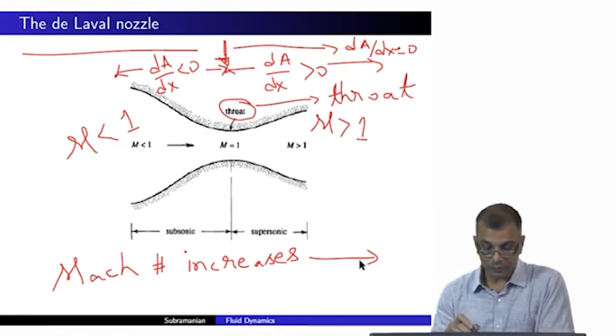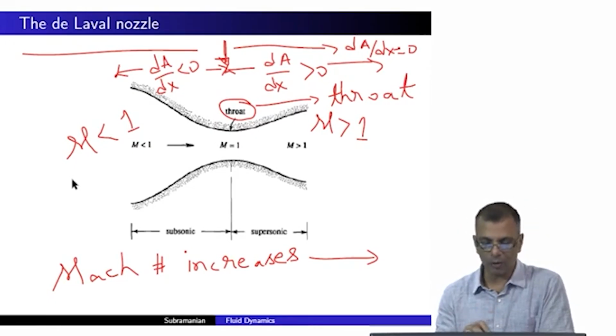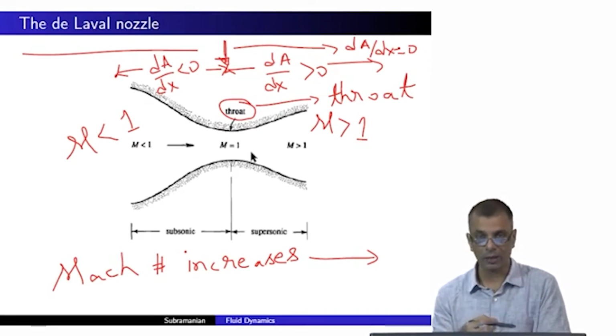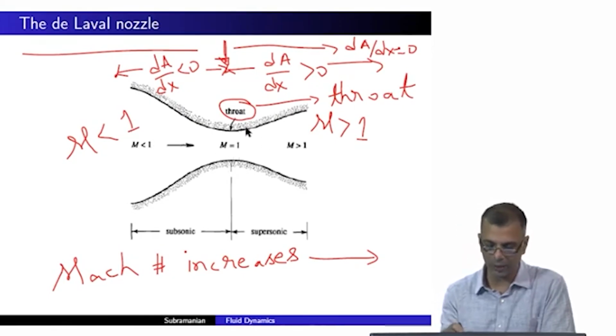But the shape of the nozzle is different on the left and the right. Why is that? Because on the left, the flow is subsonic, and therefore, in order to accelerate the flow, and therefore to increase the Mach number, you have to have a converging channel.